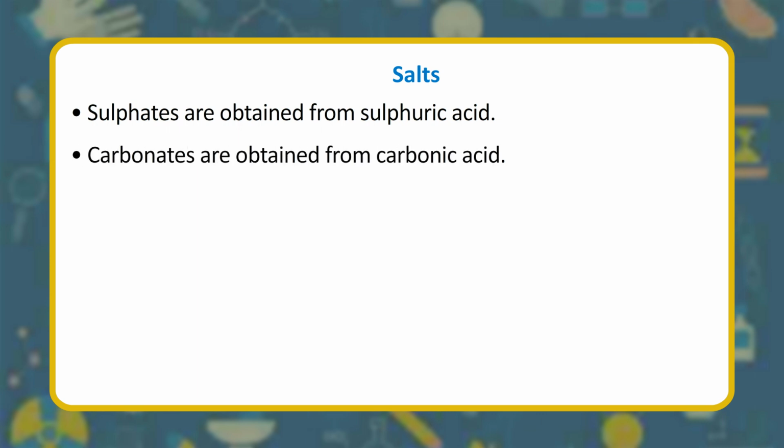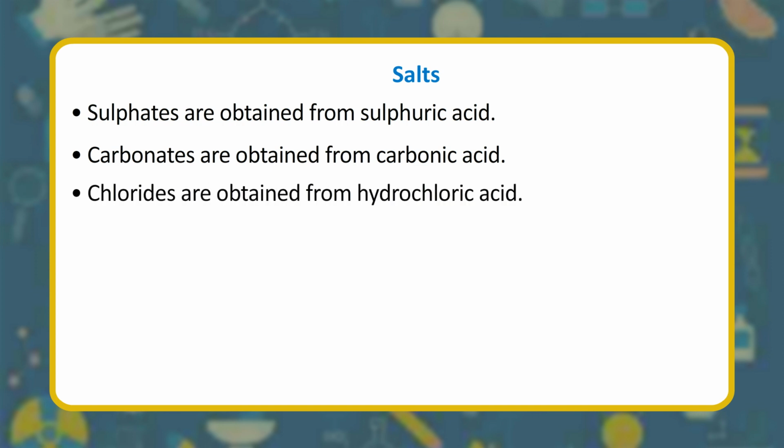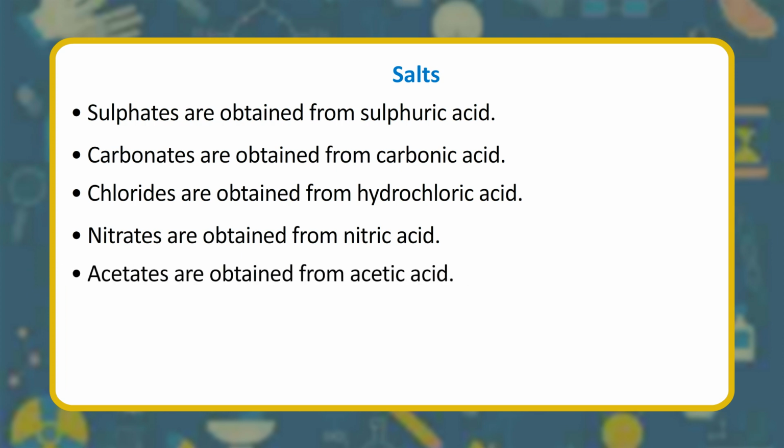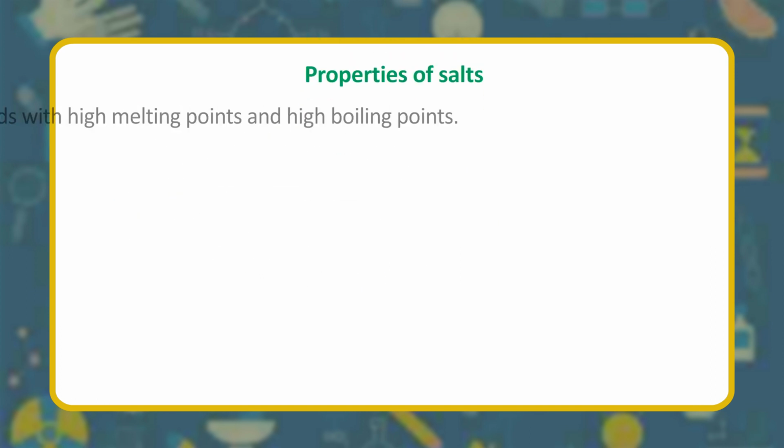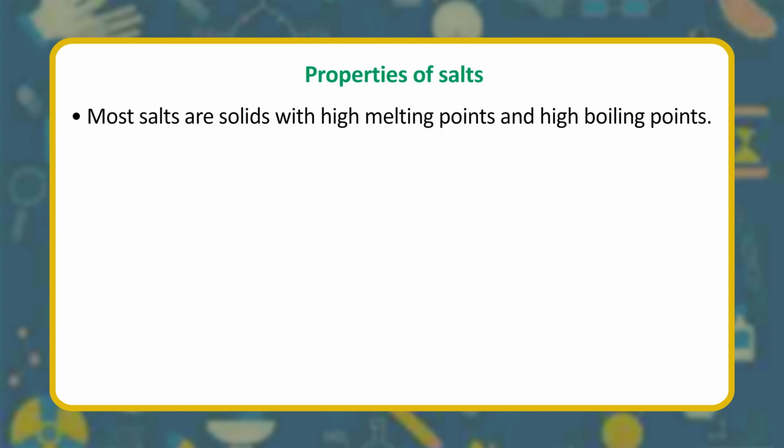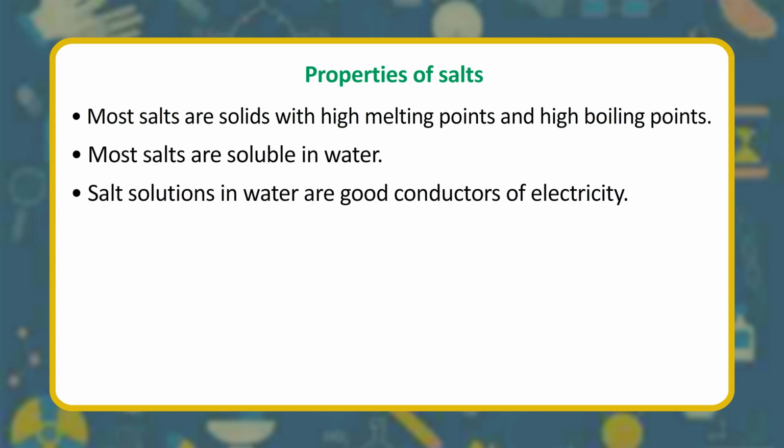Carbonates are obtained from carbonic acid. Chlorides are obtained from hydrochloric acid. Nitrates are obtained from nitric acid. Acetates are obtained from acetic acid. Properties of salts. Most salts are solids with high melting points and high boiling points. Most salts are soluble in water. Salt solutions in water are good conductors of electricity.